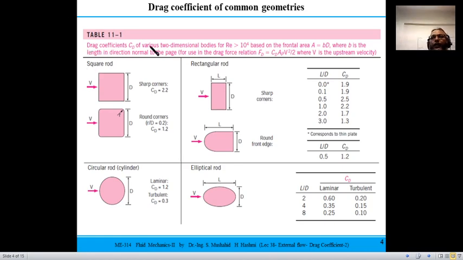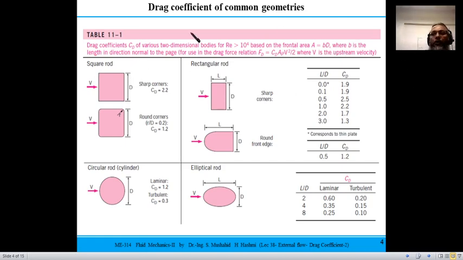So what we look at here are two-dimensional bodies where the Reynolds number is greater than 10 to the power 4. So it is for somewhat higher Reynolds number, and the definition of the frontal area is that B is the length of those sections, and D is this frontal length. So area would be B times D.